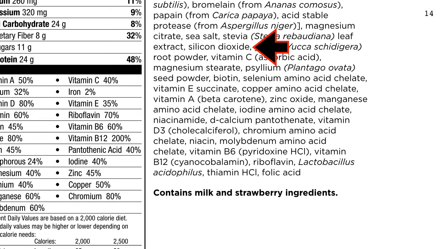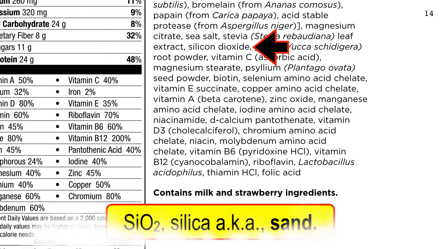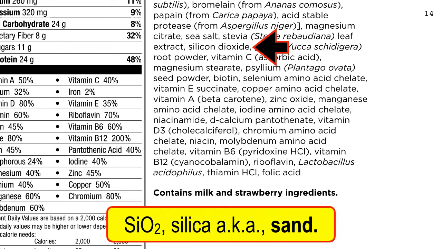psyllium seed powder. What is so that's fiber. It's got selenium amino acid chelate. It's got all kinds. It even has silicon dioxide. Nice, right? Except the silicon dioxide, another word for it is sand. So these guys, yeah, nice smoothie. Let's put a little sand in it.